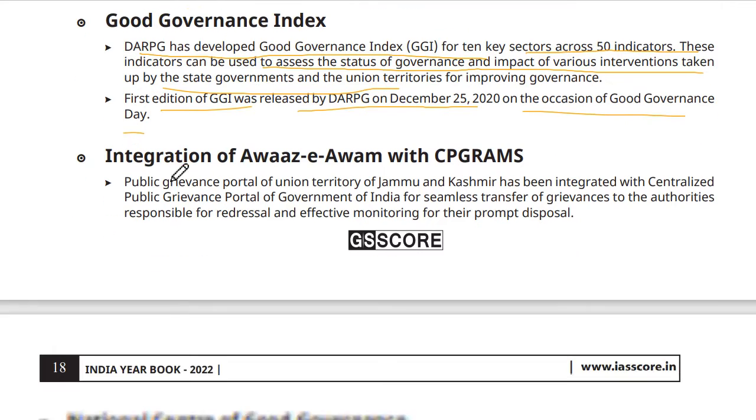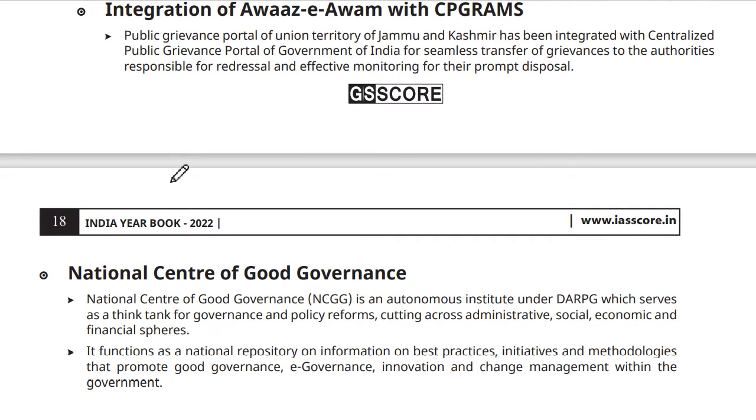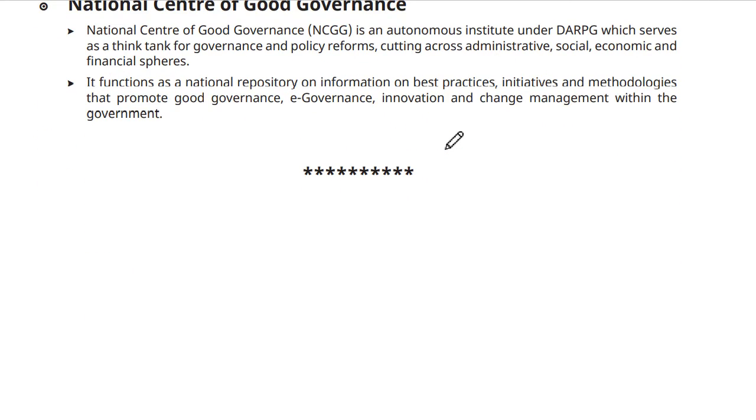Integration of Awaz-e-Awam with CPGRAMS. The Public Grievances Portal of the Union Territory of Jammu and Kashmir has been integrated with the centralized Public Grievances Portal of the Government of India for seamless transfer of grievances to the authorities responsible for redressal and effective monitoring for their prompt disposal.